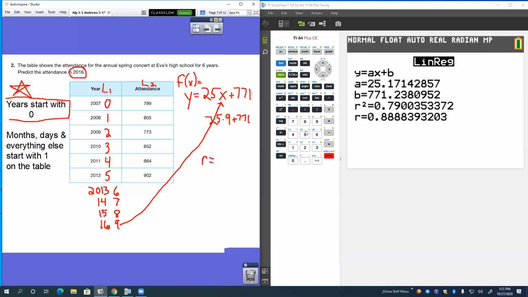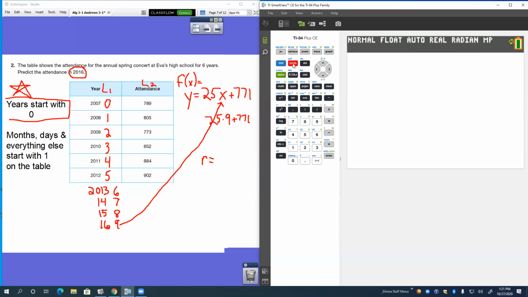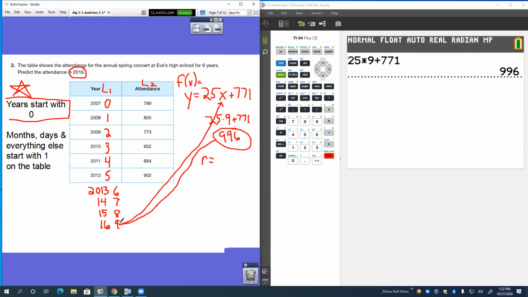And you could just type that right into the calculator. If we wanted to type that into the calculator, we would have to hit second and quit, which is the second and mode button to get back to just the normal blank screen. And we could type in 25 times 9 plus 771 and hit enter. We get our answer of 996. That is our prediction for 2016. All right, that's one way that you could find your answer. If you didn't want to do that, you could do it a different way as well.